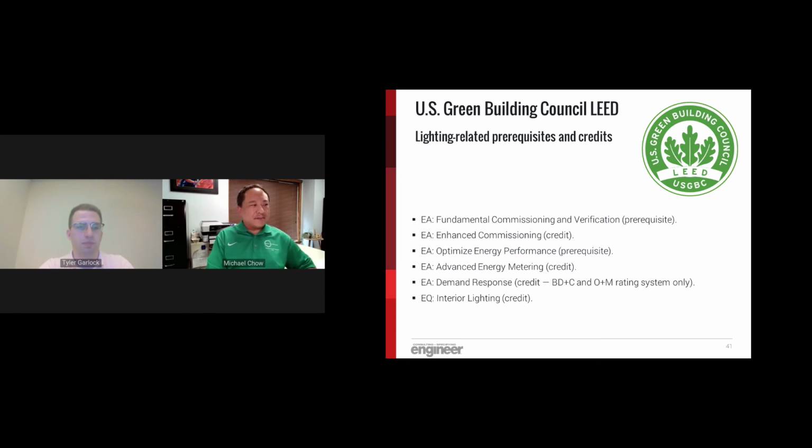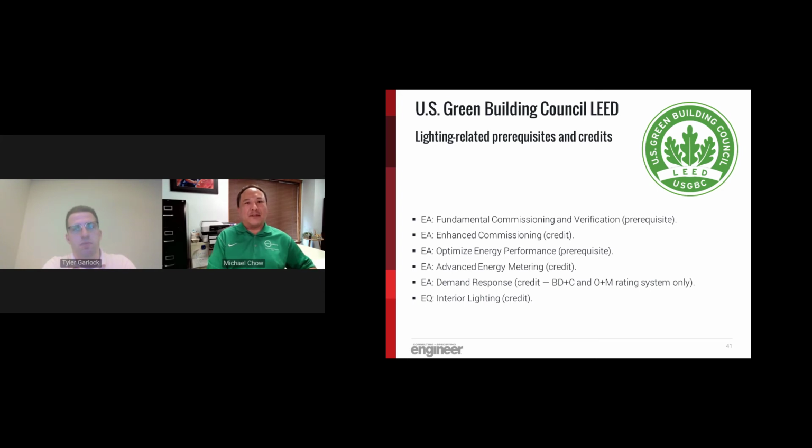Next is the optimized energy performance prerequisite. And again, that's a prerequisite. So LEED requires that the buildings be designed to be actually better than the energy code. So if you only meet the energy code, then your building won't be LEED certified, because this is a requirement. So how does lighting come into play?